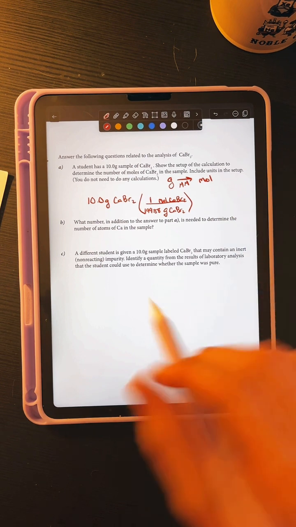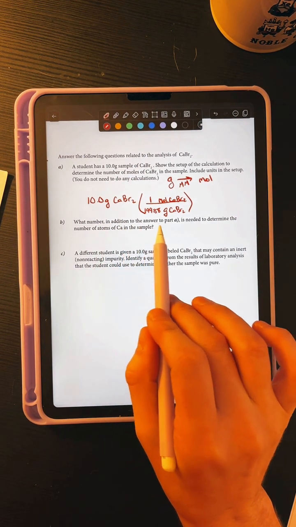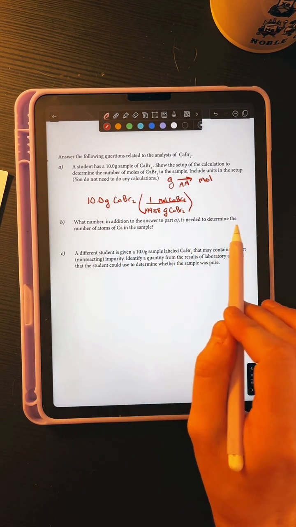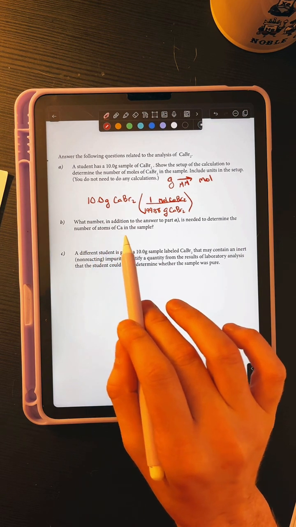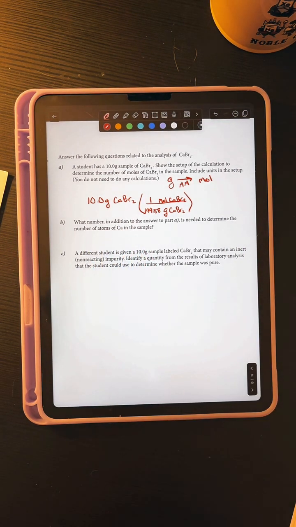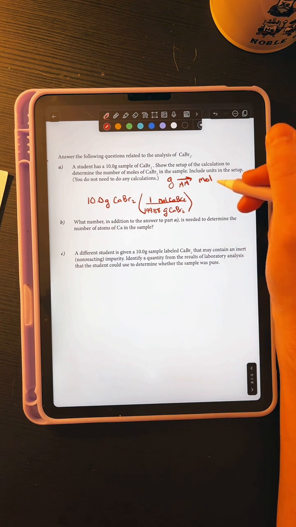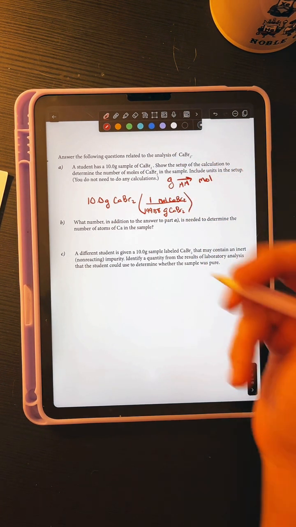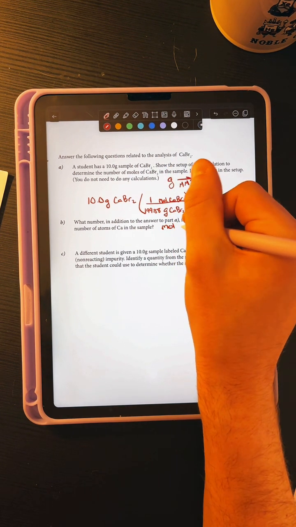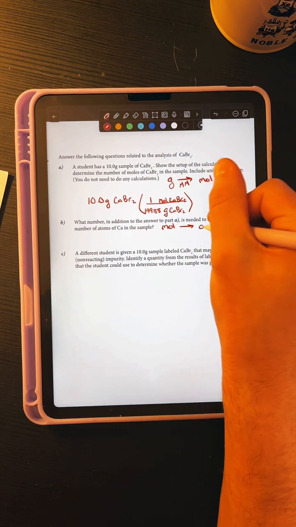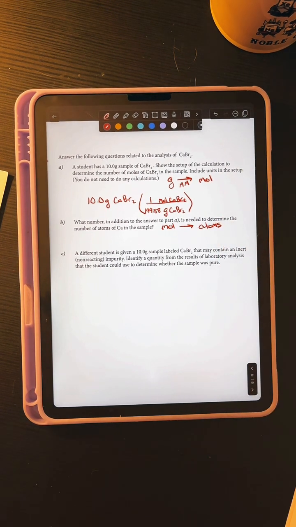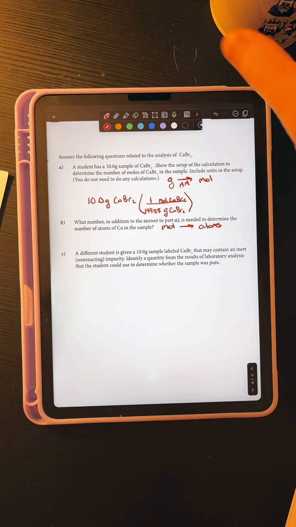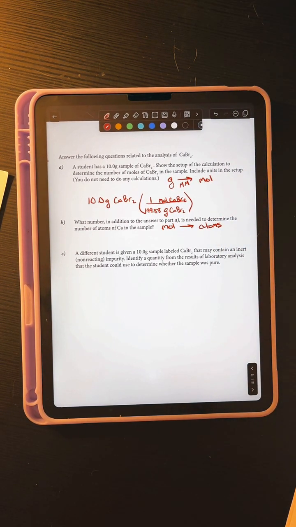And for part B, what number, in addition to the answer to part A, is needed to determine the number of atoms of calcium in the sample? So now we're looking to go from moles, because this is part A, we figured out moles. We want to go from moles to atoms. How do we go from moles to atoms? This is our favorite one.